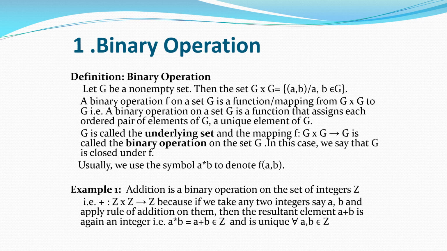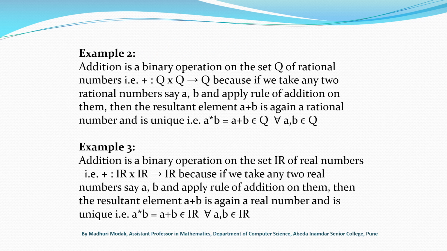For example, if I consider 2 and 3, both are integers, then 2 plus 3 is 5, which is again an integer, and that addition element is unique. If I consider 8 and minus 5, both are integers, and their addition 8 plus minus 5 is 3, which is again an integer, and that element is unique. So in this way, if you consider any pair of integers a and b, then a plus b is again an integer and it is a unique element. So we can say that addition is a binary operation on the set of integers.